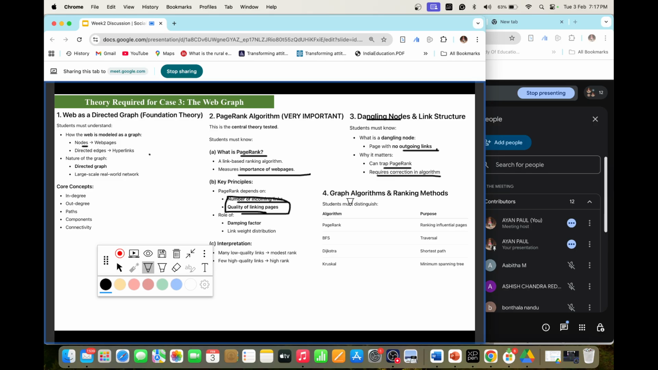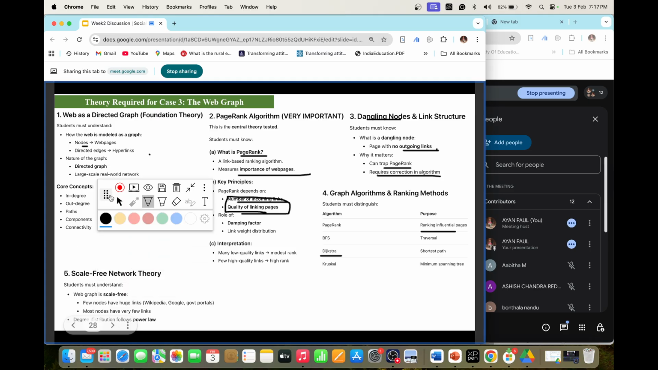Then graph algorithms and ranking methods: PageRank ranks influential pages, BFS traversal, Dijkstra supports shortest paths, minimum spanning tree; just forget this. Scale-free network: the web graph is scale-free. Few nodes have huge numbers of links, such as Wikipedia, Google, and government portals, while most nodes have very few links. The degree distribution follows the power law. And last, link optimization and SEO principles. Just forget all this.